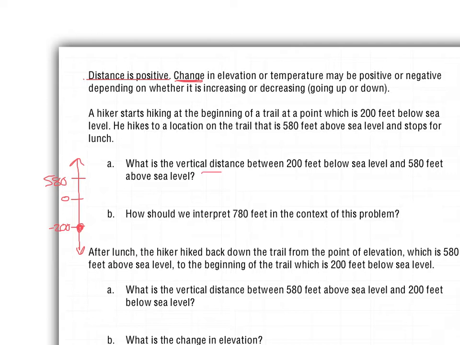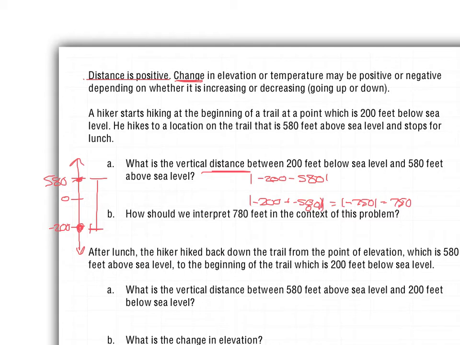What is the vertical distance? So again, we're talking about distance here. We're just looking for how far it is between these two things. I can use my formula, -200 minus 580, take the absolute value. That's going to give me -200 plus -580, which would be equal to the absolute value of -780, which is 780.